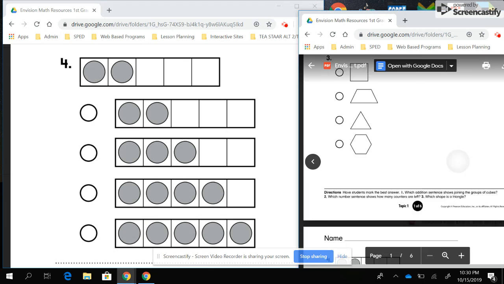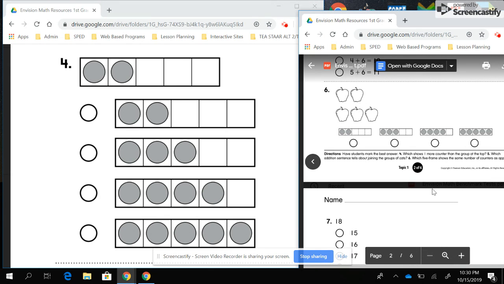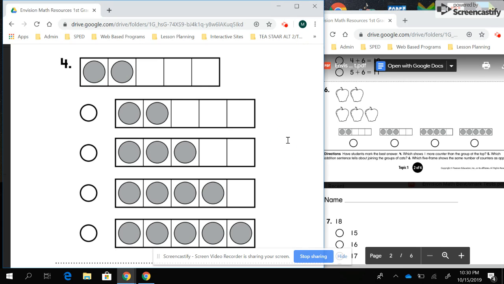Question 4. My directions are on this side, girls, and that's why you see two screens. However, this is the screen that you're looking at, okay? So number 4, you have a set of counters, a set of circles at the top. I see 1, 2. You have 2 counters, 2 circles.